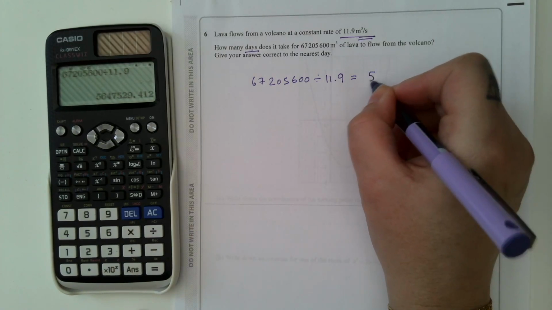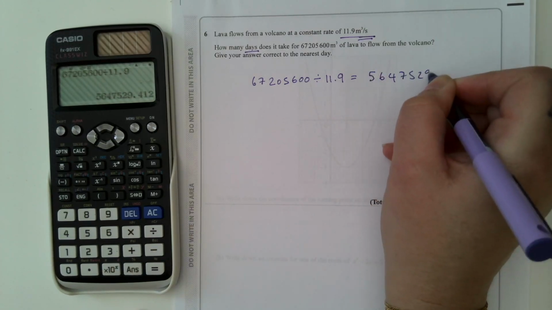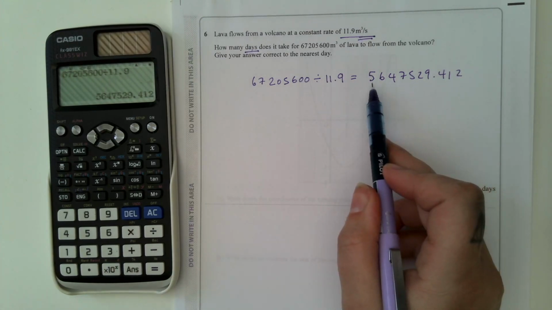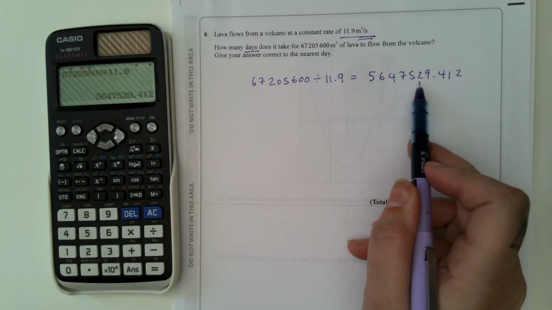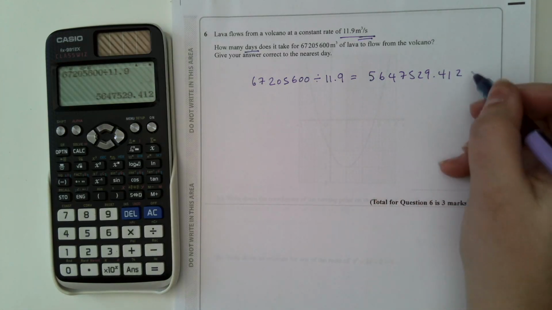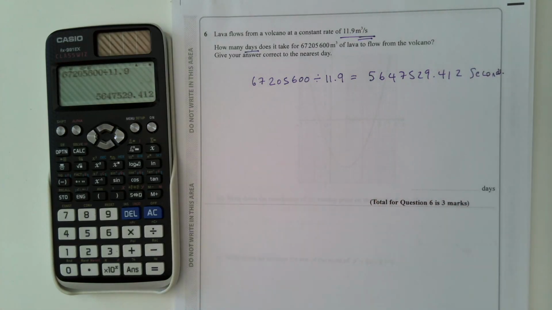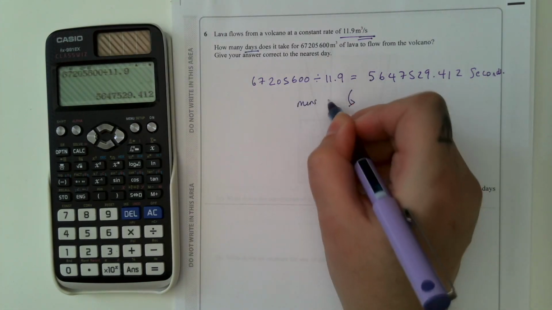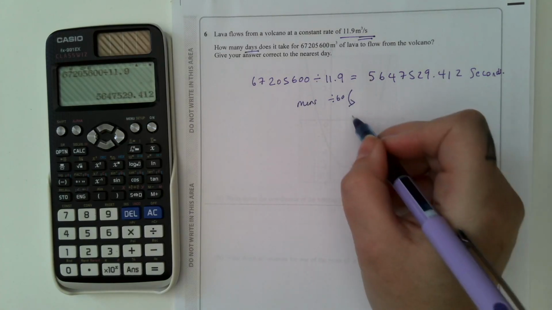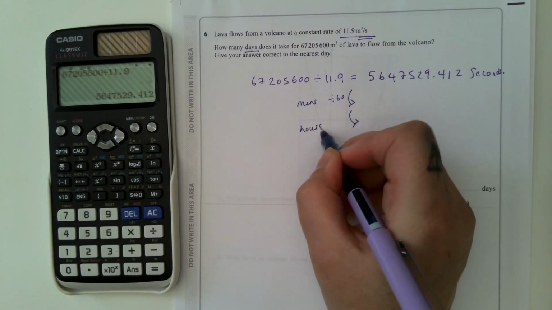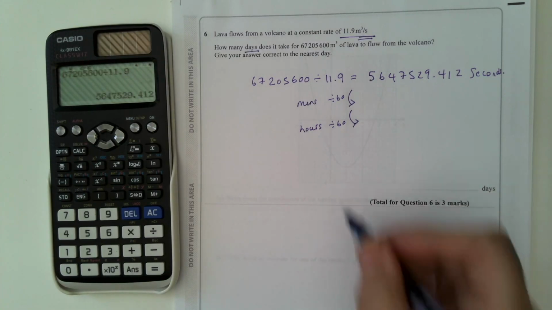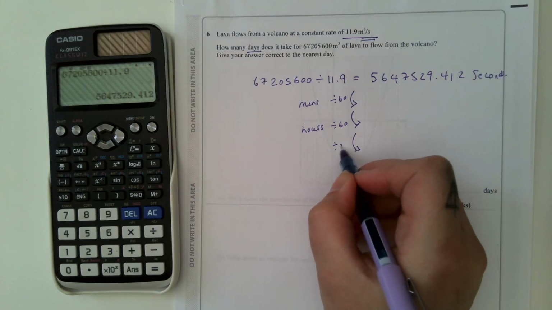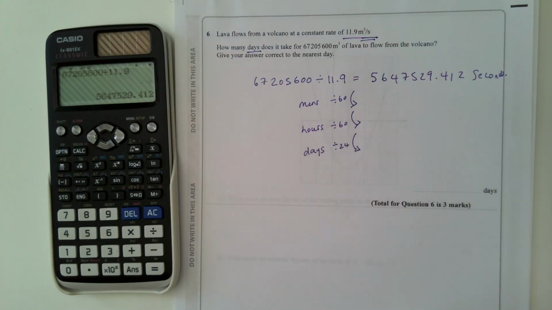So that's going to take 5,647,529.412 seconds. Now we need to convert it to days. So to go to minutes, we divide by 60. Hours, we divide by 60 again. And then days, there are 24 hours in a day, so we would divide by 24.